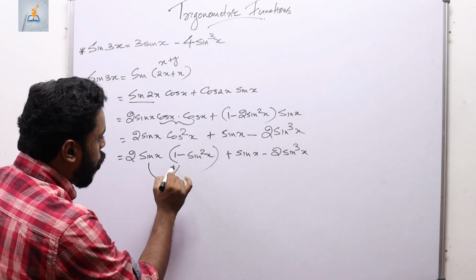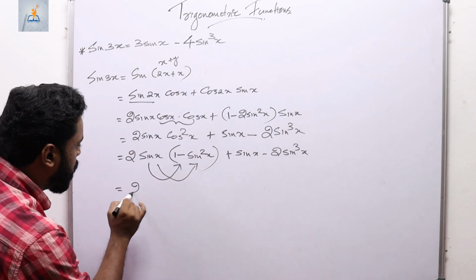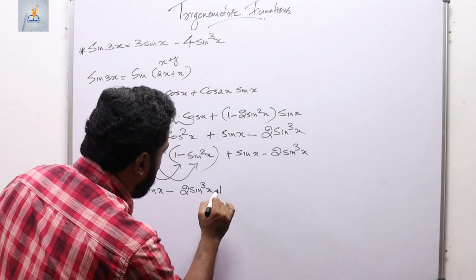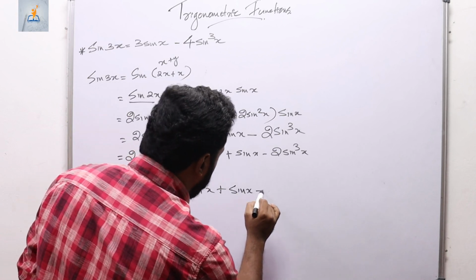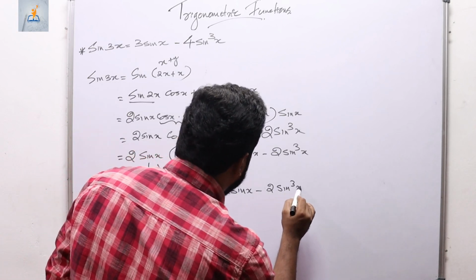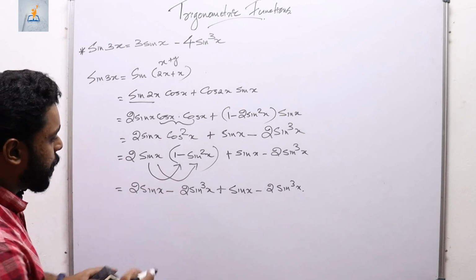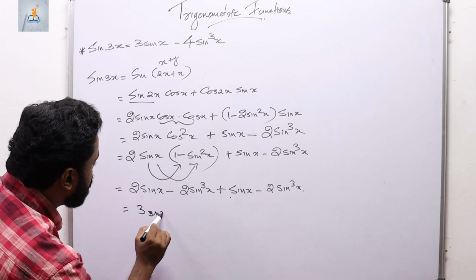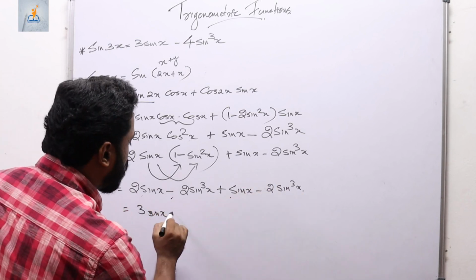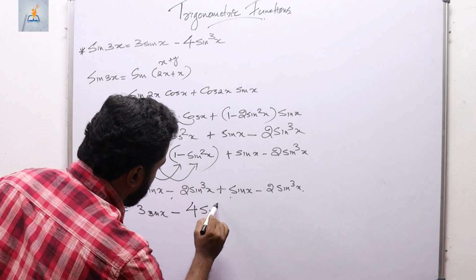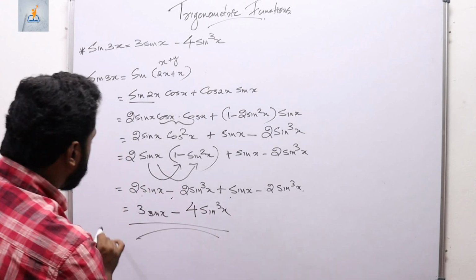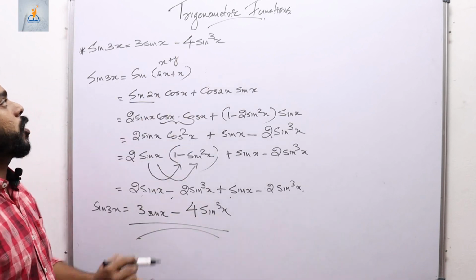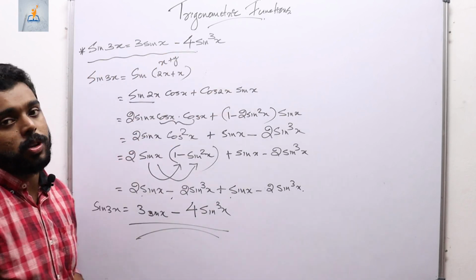Again we can open this bracket. It will become 2 sin x minus 2 sin cube x plus sin x minus 2 sin cube x, isn't it? So this will become 2 sin x plus sin x, which is 3 sin x, minus 2 sin cube x minus 2 sin cube x, which is minus 4 sin cube x. So sin 3x is equal to 3 sin x minus 4 sin cube x. So we derived this result also.